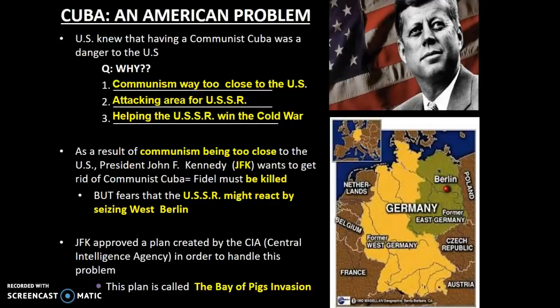JFK realizes that if he's going to get rid of Fidel Castro, he has to do this in a secret manner. That secret manner is going to be the Bay of Pigs invasion, which is a CIA, Central Intelligence Agency, plan created by JFK.